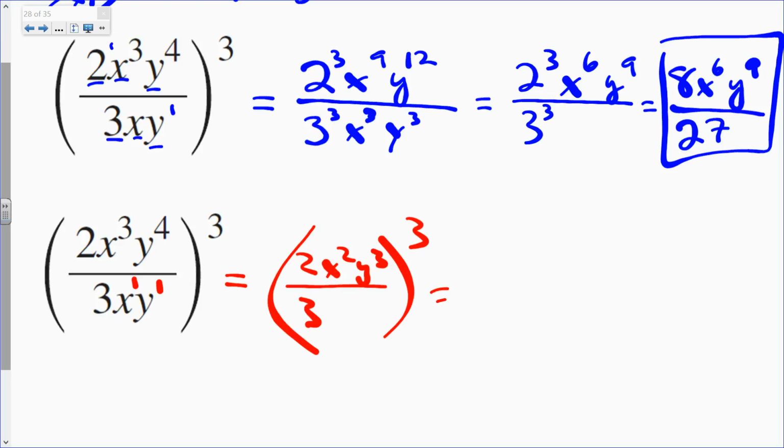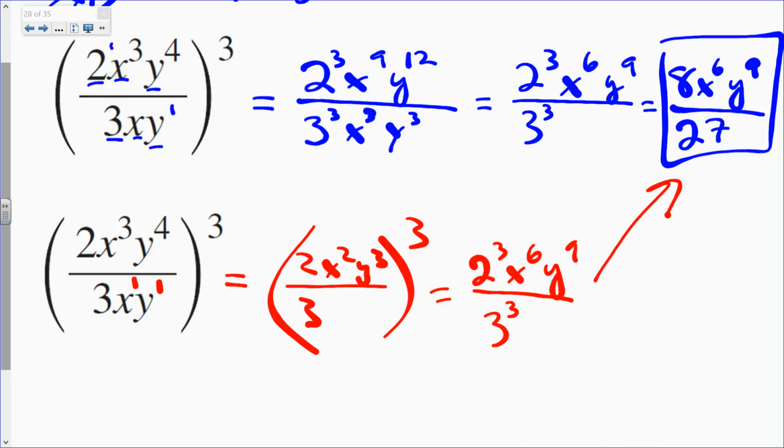And at this point, now I'm going to use the 3rd rule. I got a bunch of items, I'll raise to the 3rd power. So look at 2 to the 3rd power, that looks familiar. X to the 6th power, that looks familiar. Y to the 9th power, that looks familiar. Over 3 to the 3rd power, that looks familiar. So we're back over here now, just coming at it from a different perspective.